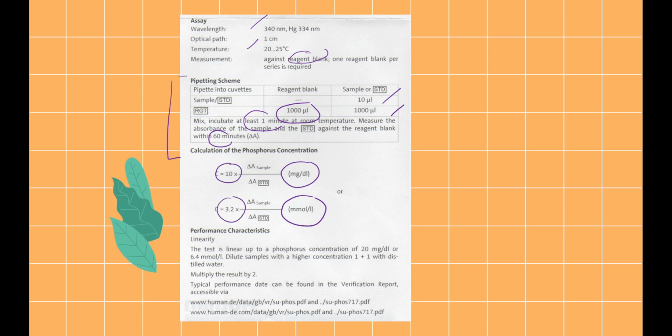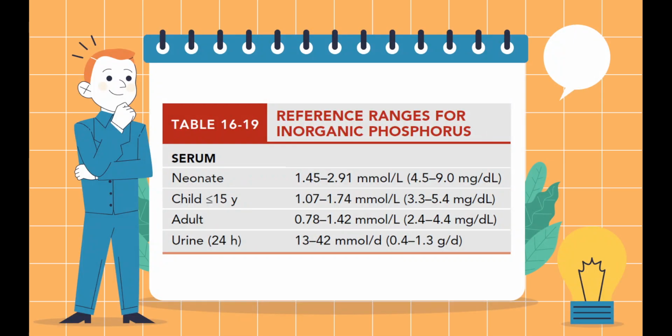The linearity of our test here is that it can measure phosphorus concentration up to 20 or 6.4. And as usual, if the phosphorus concentration is too high, then you need to dilute 1:1 with distilled water. Then the result should be multiplied by 2. So that would be all for the package insert.